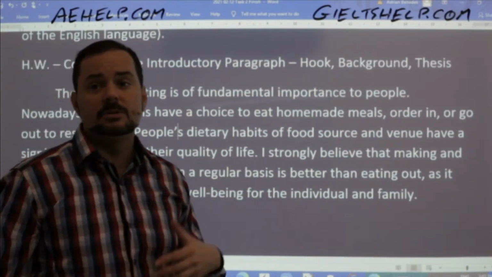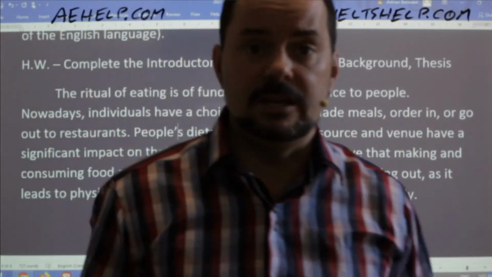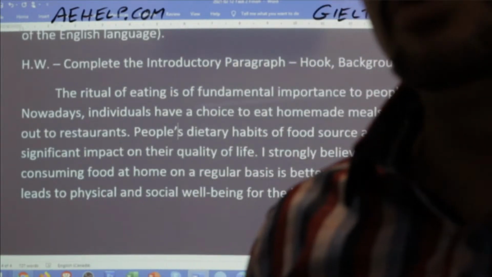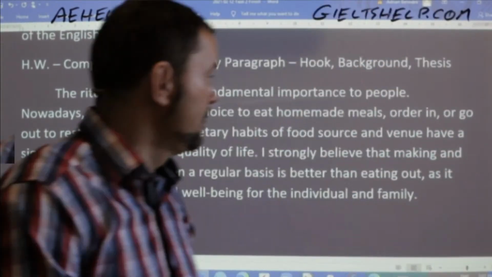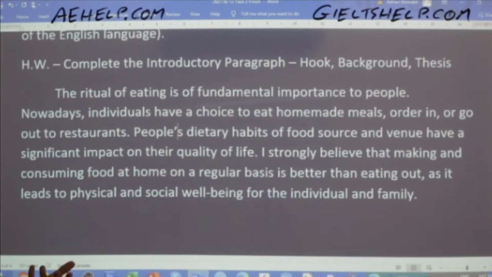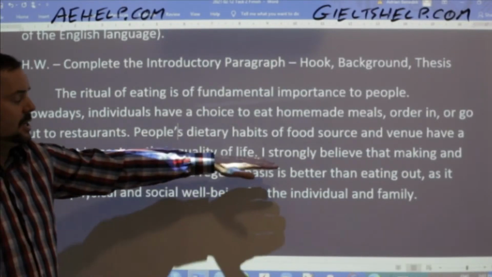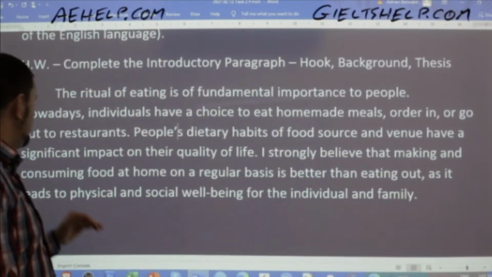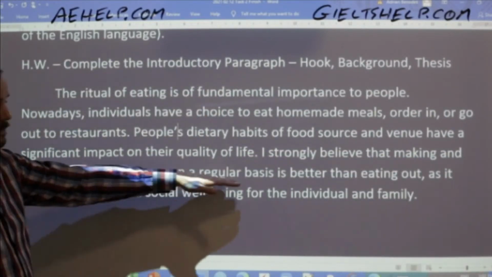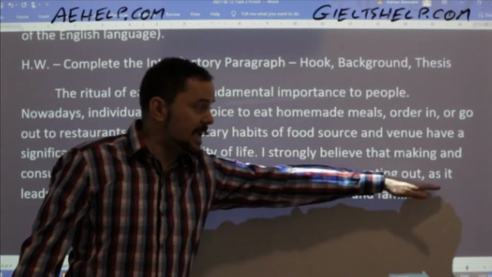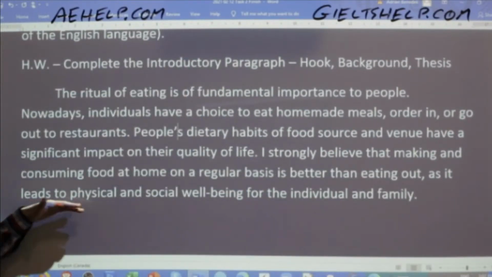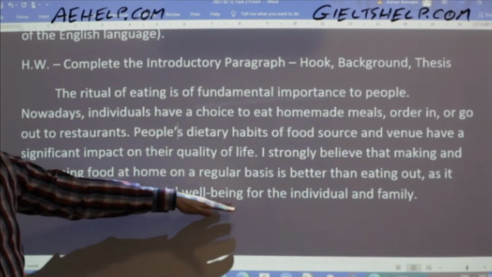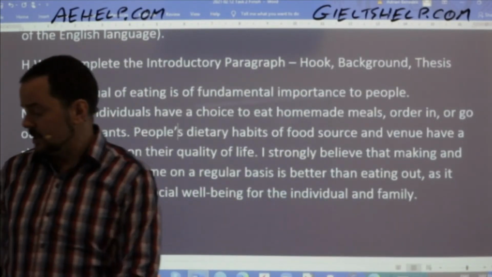So if you go out to McDonald's every day to eat food, you might not feel so good about yourself after a few years, okay? If you eat a nice homemade salad every day, that could be different. And then comes the thesis. I strongly believe that making and consuming food at home on a regular basis is better than eating out, as it leads to physical and social well-being for the individual and family.